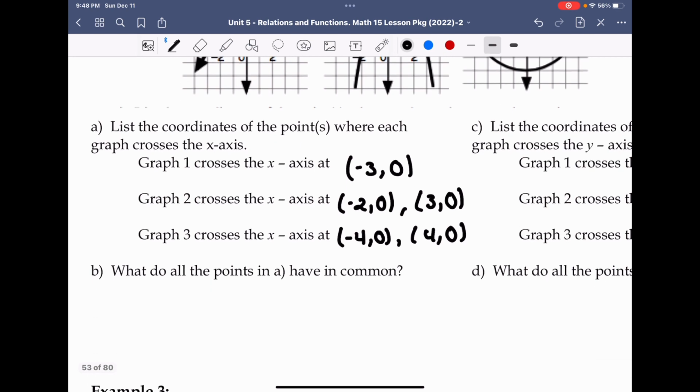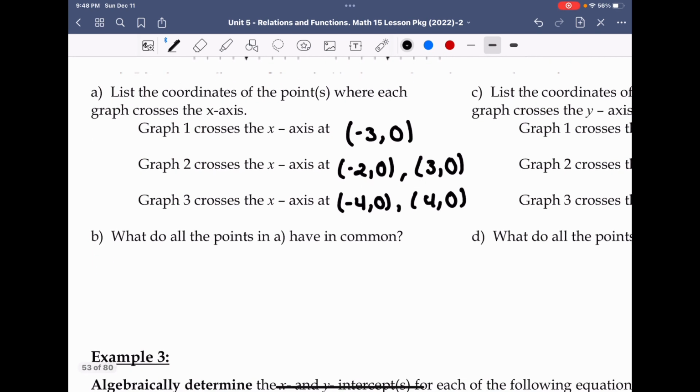Now they ask us a question below. They say, what do all points in part A have in common? Well, we should realize that all the y values are equal to 0. If we look at every single point there, the y values are 0. And when the y values are equal to 0, these are called our x-intercepts.